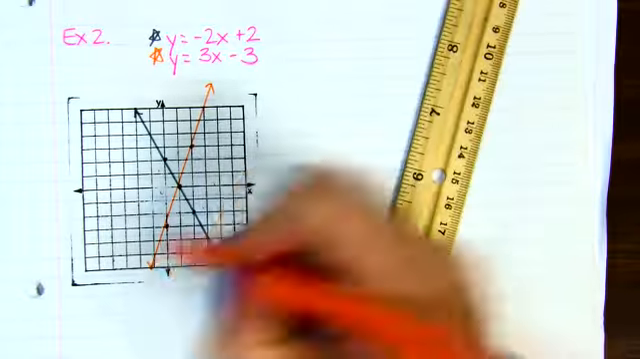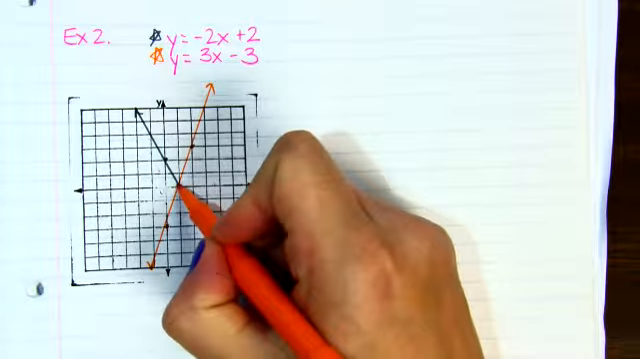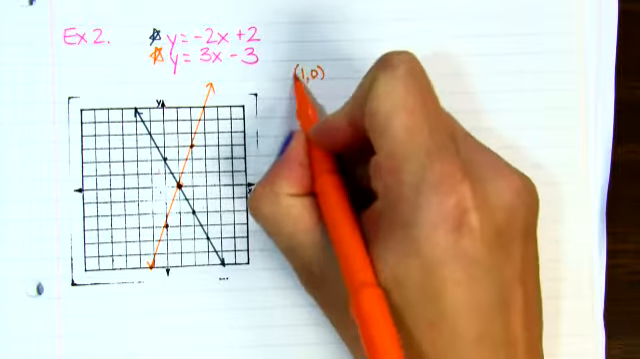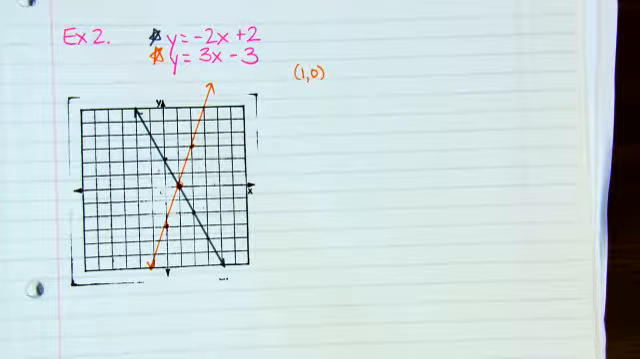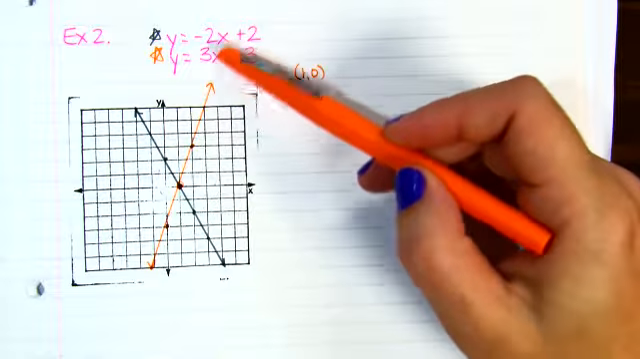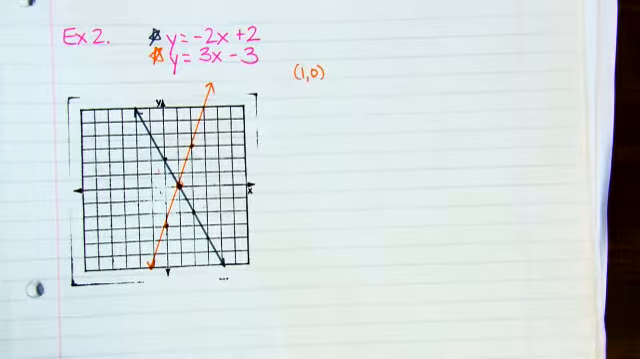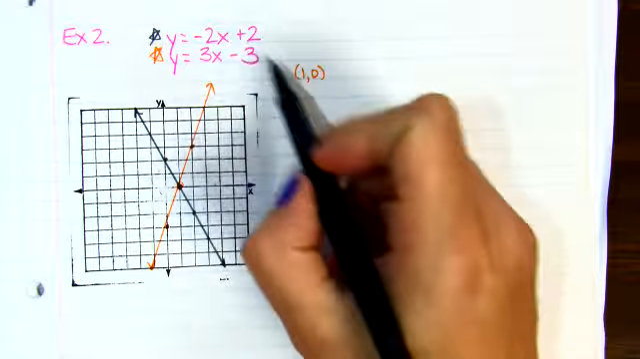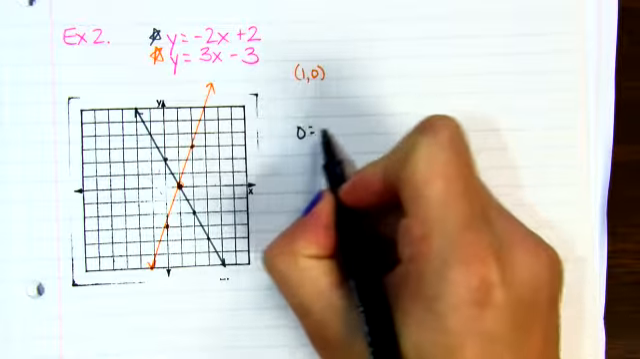And I can see pretty clearly that my two lines cross at the point 1, 0. So the solution for this system of equations is 1, 0, or the only point these two equations have in common is 1, 0. I can check that by putting in 0 for y, 1 for x.